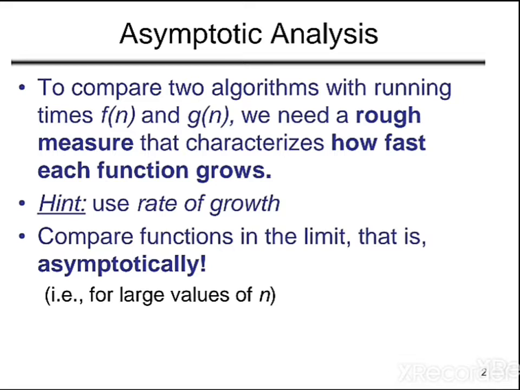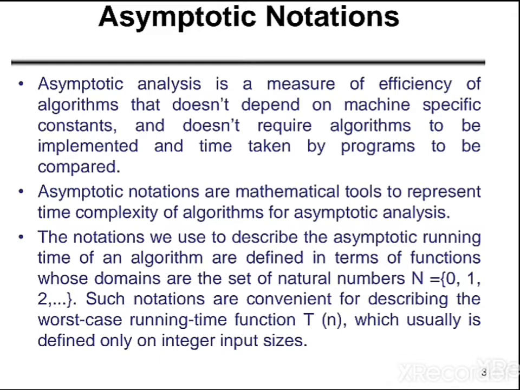And we need a rough measure that characterizes how fast each function grows. So how will we compare the characteristics of each function, how that function grows, or how fast each function grows? So we are checking the rate of growth of each function. Based on that we compare the functions. That is known as asymptotically. So this asymptotic analysis is a measure of efficiency of an algorithm.